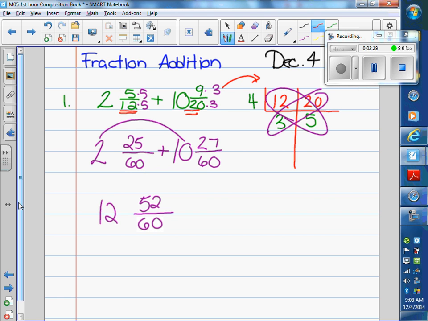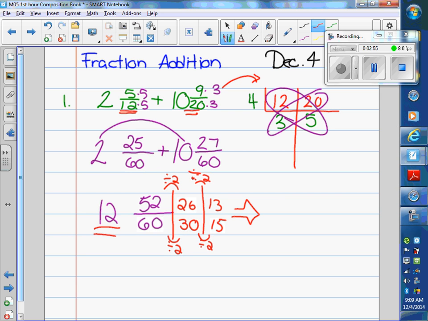Okay? So 60 and 52 both have 2 in common. So this is 26 and 30. Should I keep going? Yes, 2, right? It's supposed to say divide. So that's 13/15. So my final answer, don't forget about the whole part, is 12 and 13/15.